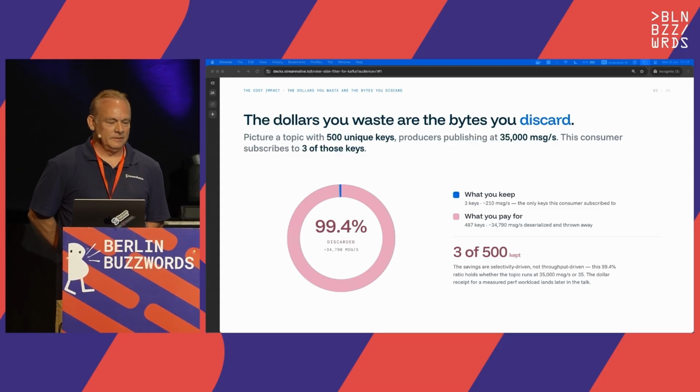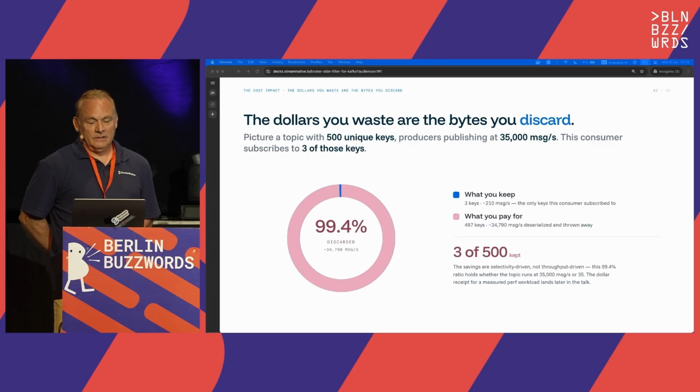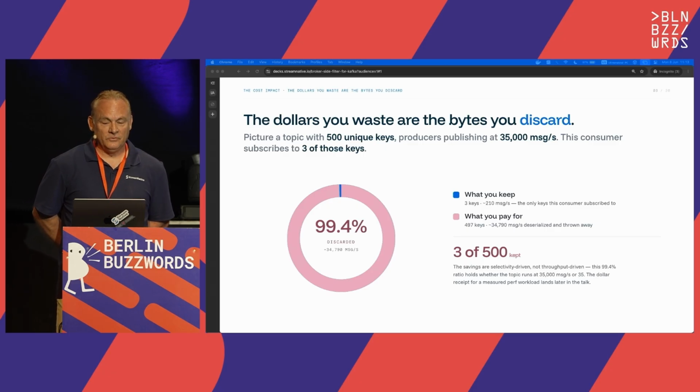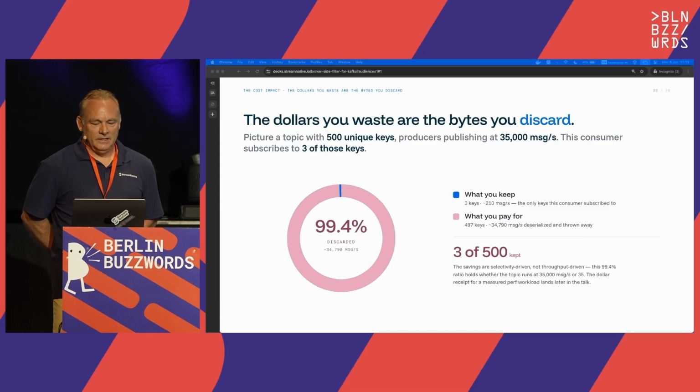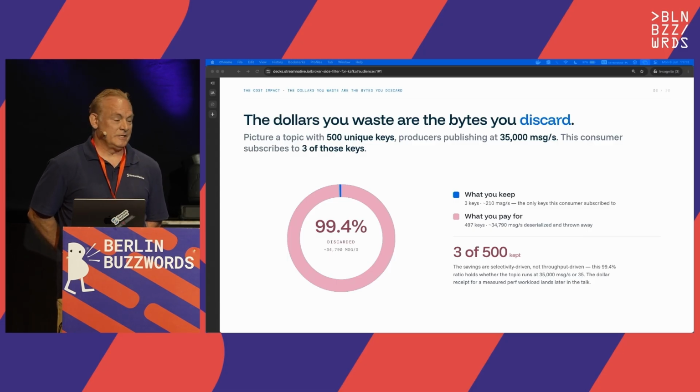And you pay for every one of them, not once, but twice, right? You pay to move them across the network. If you're hosted in the cloud, network egress costs money. And then again on the CPU to deserialize them, before you look at the key and say, I wasn't interested in this message anyway, right? And this waste isn't an edge case, it's a default behavior for Kafka.